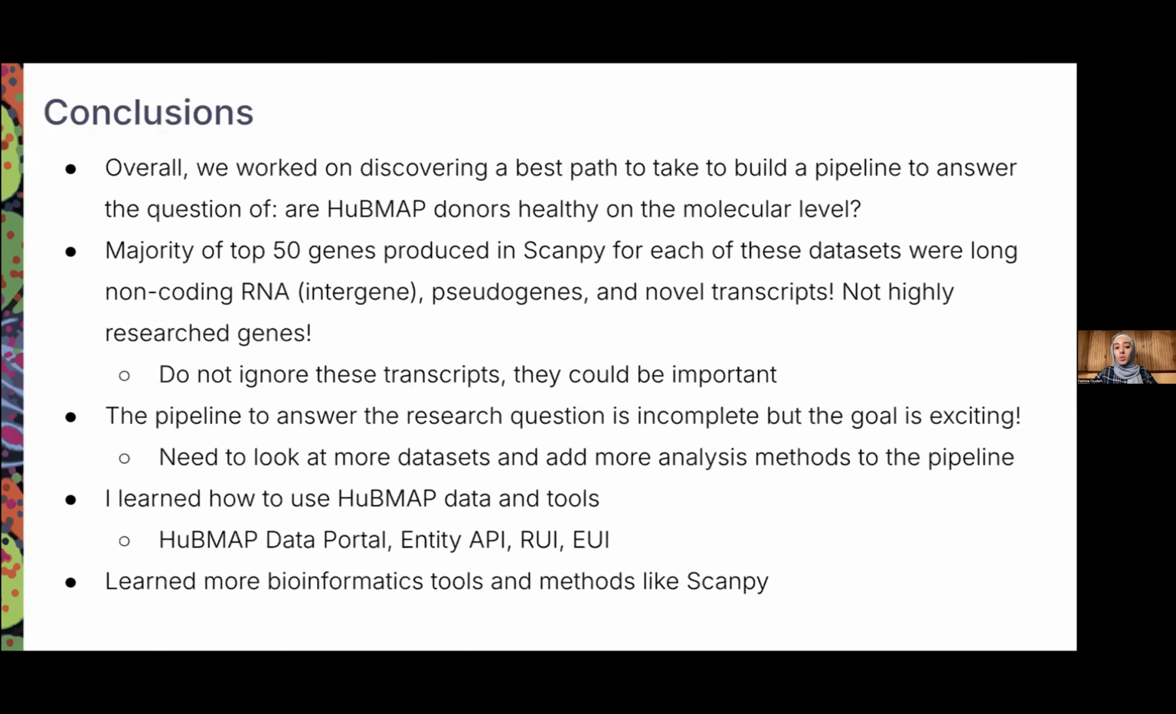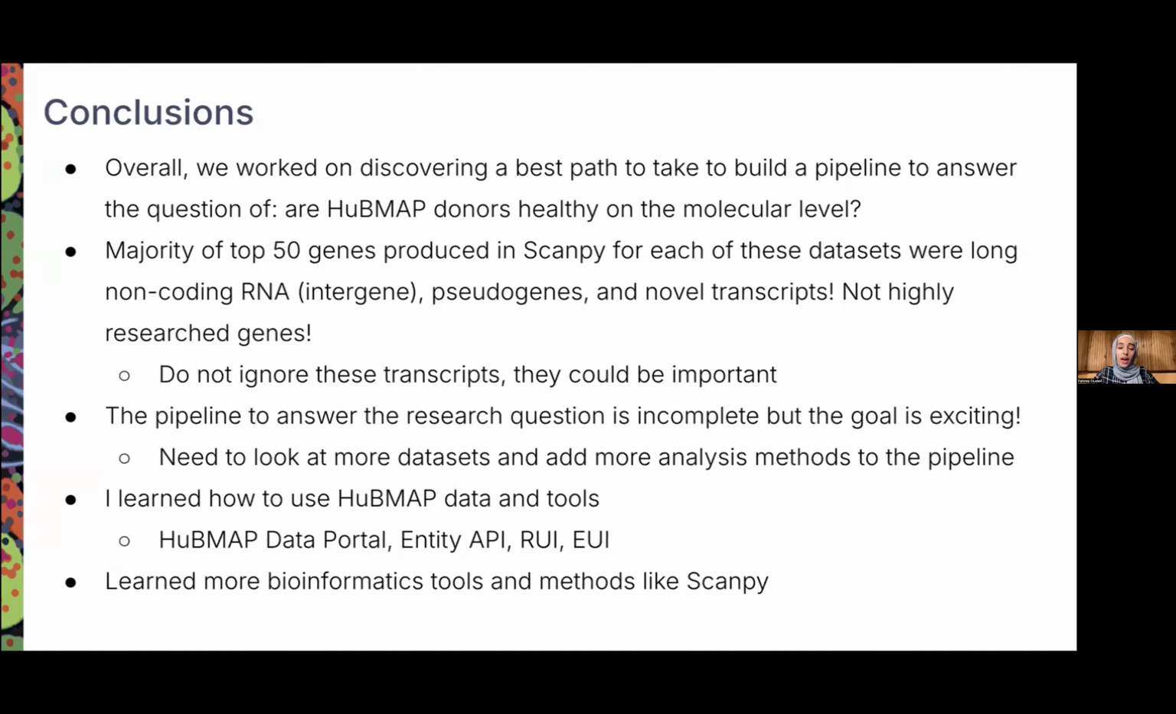In conclusion, overall, we worked on discovering a best path to take to build a pipeline to answer the question of, are HuBMAP donors healthy on the molecular level? Something interesting that we found out was that the majority of those top 50 highly variable genes produced in ScanPy for each of these data sets were mostly long non-coding RNAs, pseudogenes, and novel transcripts. These types of transcripts are not highly researched in contrast to those highly researched genes that we always see in literature, and they are always significant when it comes to various health conditions.